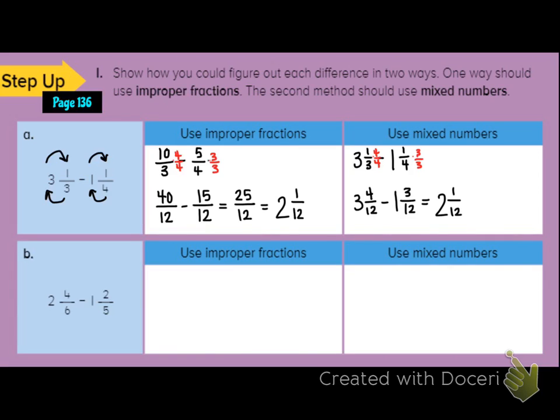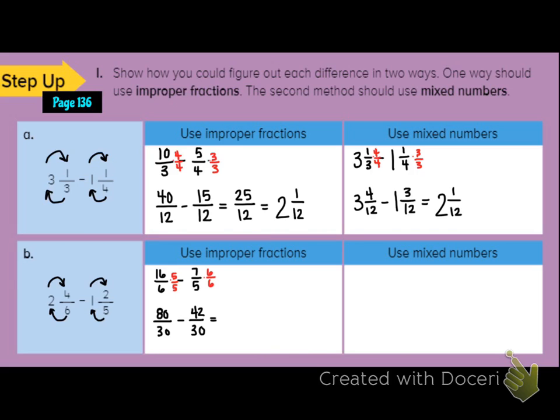Okay, so 6 times 2 is 12, plus 4 is 16, so I have 16/6, minus 5 times 1 is 5, plus 2 is 7/5. My common denominator is going to be 30. So 6 times 5 is 30, so I'm going to multiply this by 5 over 5. 16 times 5 is 80. 5 times 6 is 30, so I'm going to multiply this one by 6 over 6. 7 times 6 is 42.